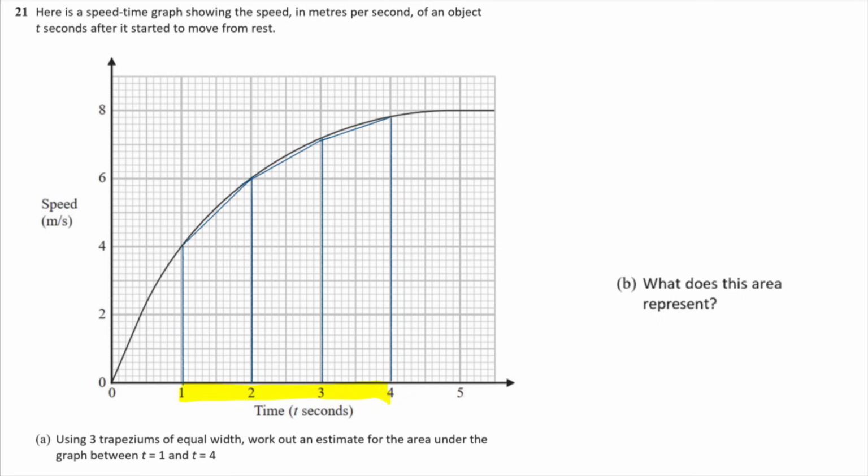Okay, so in order to work it out, we're going to have to know this height, this height, this height, and this height, so that we can work out the sides of the various trapeziums. So that one's easy enough to read. That one's a 4, isn't it? So that side is a height 4. This one is a height 6. This one, what's that? 7 and a bit? 7.2? 7.2. And then this one is 7.8.